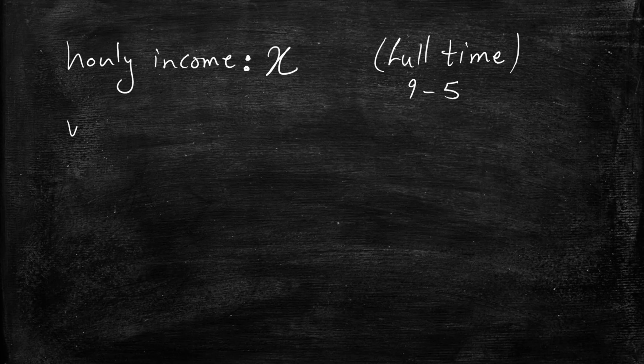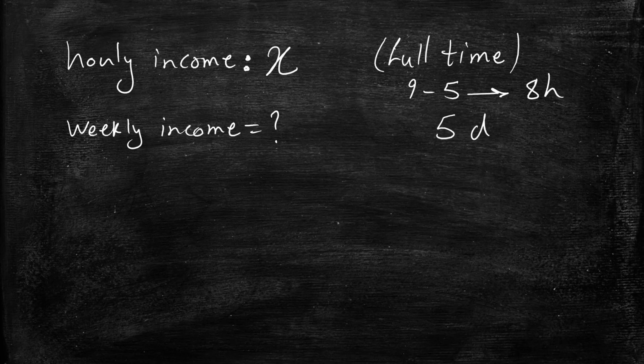And what is your weekly income? How do you show your weekly income? Okay, let's see how many working hours you work in a week if you work full-time. So 9 to 5, that is 8 hours of working every day. A week has 7 days, but Saturday and Sunday is the weekend, so you don't work. So there are 5 working days in a week.